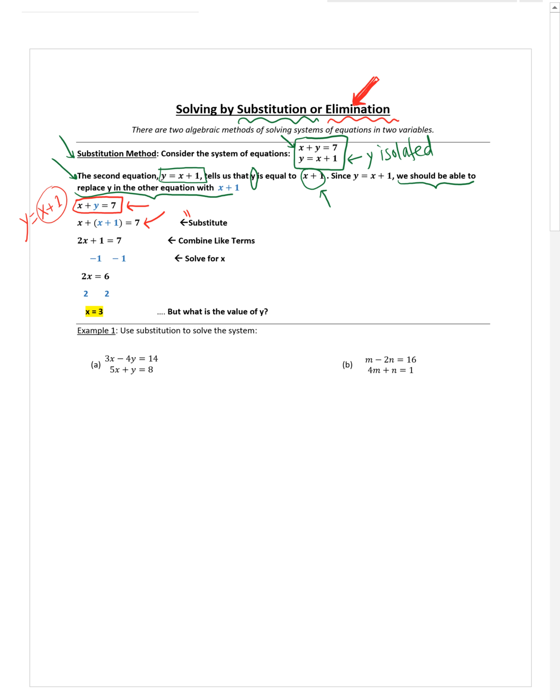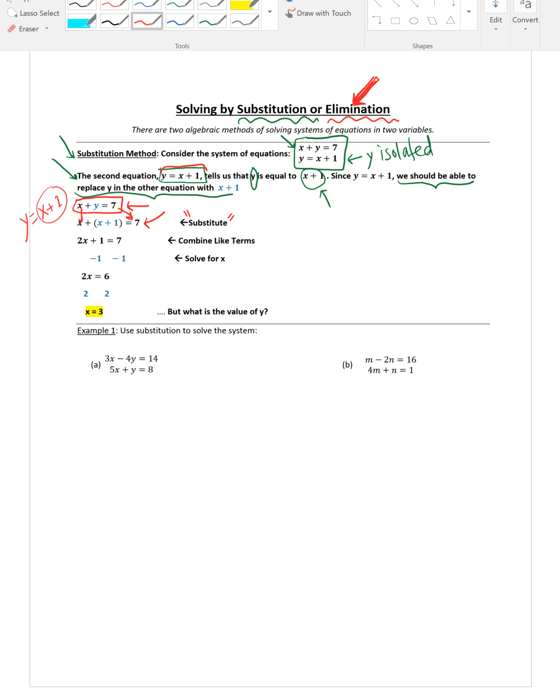The wording that we use is substitute. So we've substituted x plus 1 for y. Where y used to be, we put an x plus 1. But notice that the equation stays the same otherwise. You've got the x in the front, the 7 on the other side of the equal sign. The only thing that's changed is you've replaced y with x plus 1. And that's okay because the other equation told us they're equal.